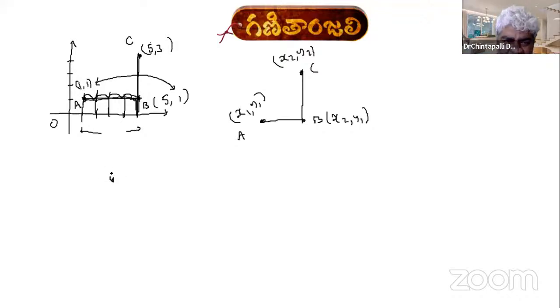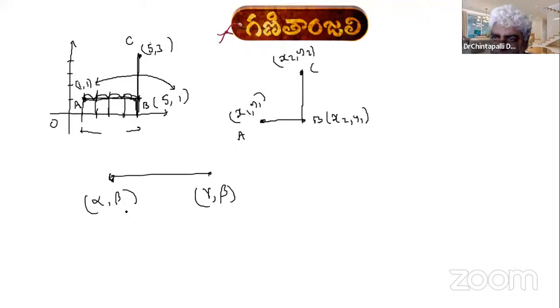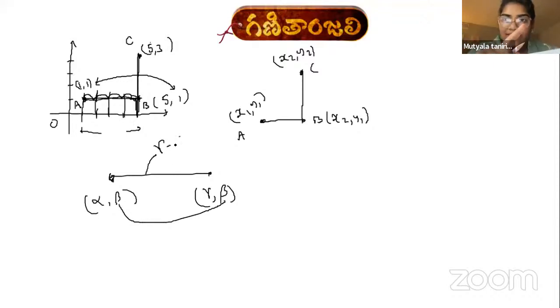For example, if there are 2 points, alpha and beta, clearly these 2 points are on a horizontal line. What is the length of this line segment, or distance between these 2 points? Gamma minus alpha, right? So what is AB? AB is x2 minus x1. That's good.